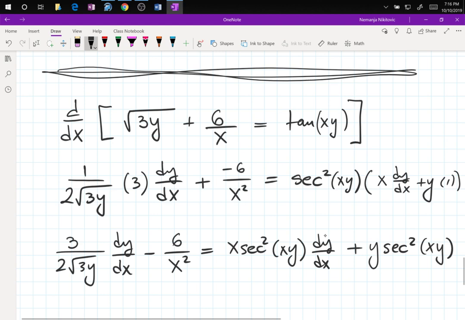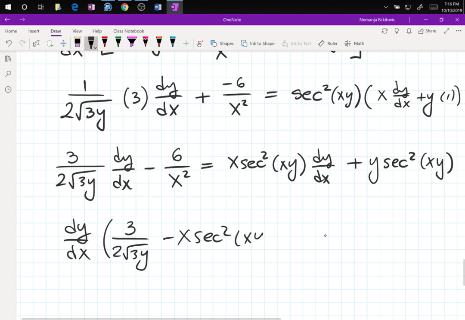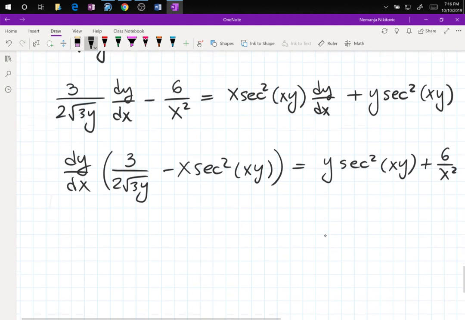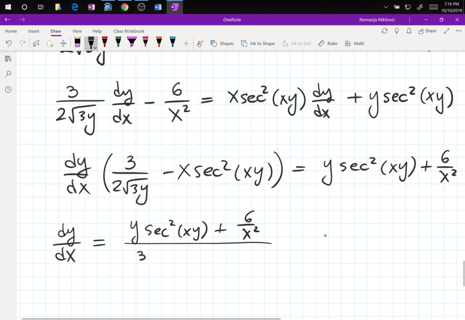We good? Now move all dy dx terms to the same side, factor out dy dx. So we have 3 over 2 root 3y minus x secant squared xy, dy dx is factored. On the other side, y secant squared xy plus 6 over x squared, which gives us dy dx is equal to, and now you have your y secant squared xy plus 6 over x squared divided by 3 over 2 root 3y minus x secant squared xy.